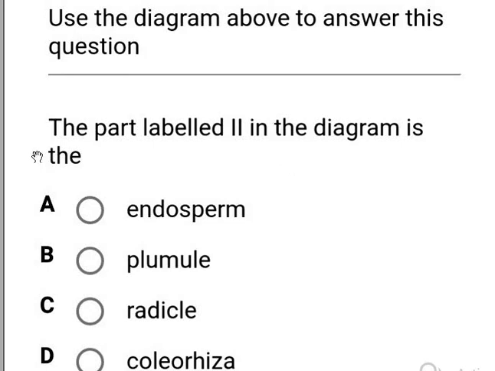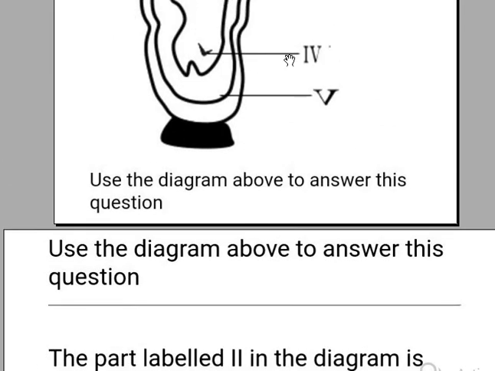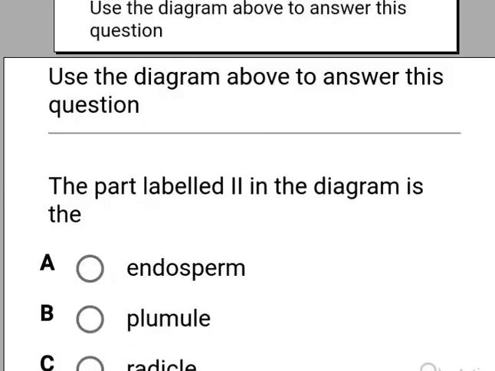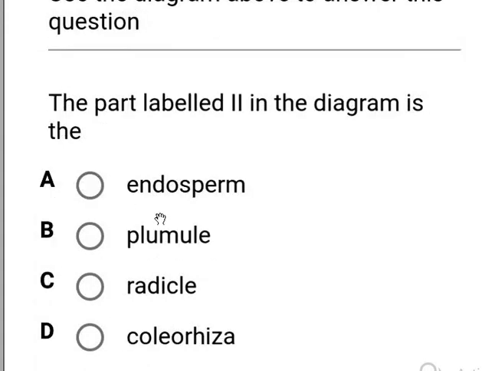So the next question is: the part labeled Roman 4 in the diagram above is A, radicle, B, chlorophyll, C, endosperm, and D, phloem. So the option for Roman 4 is radicle. Okay, so let's move to the question that we skipped.